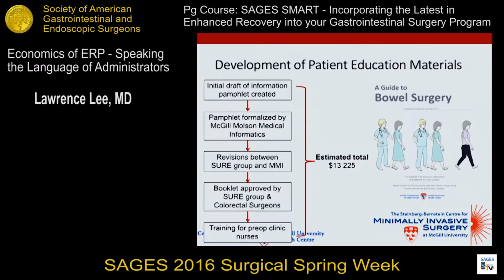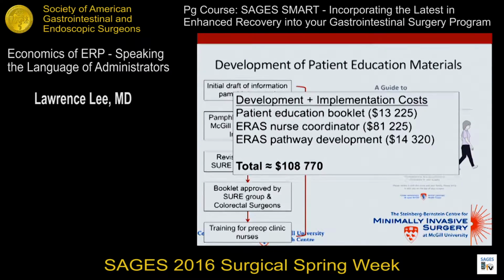And again, for the development of patient education materials, we at McGill are very lucky. We have the Molson Medical Informatics group, who are very specialized in patient education materials, and they have helped us extensively in developing a lot of these materials. They have estimated that the cost of developing a single booklet has been around $13,000, and as we do more of these, it has decreased. So when we look at particularly the colorectal pathway and all of the combined costs, it's around $110,000. It seems like a lot, and this is Canadian dollars, so it's probably like $30,000 American or something now, based on our exchange rate.